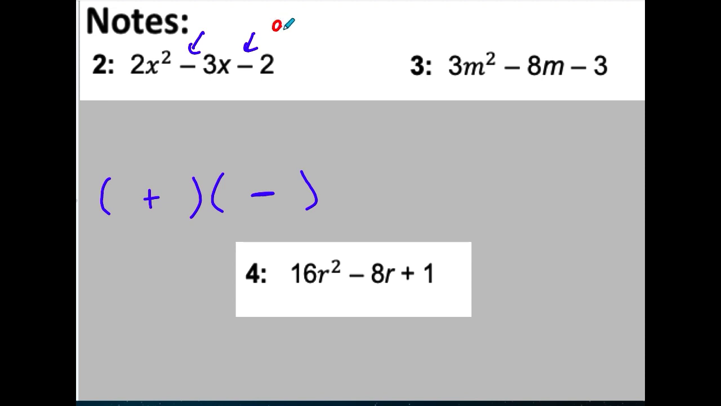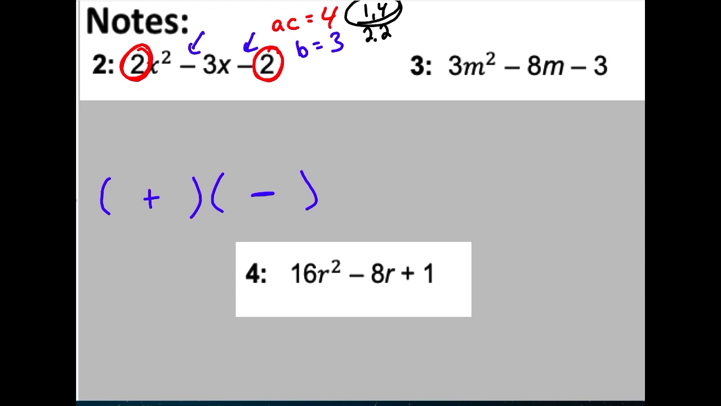Then I'm going to figure out what my AC is equal to. Well, 2 times 2 is 4. So I want them to multiply to give me 4, but I want them to subtract to give me 3. Because they had different signs, we know it was going to be subtracting in the middle. Well, to get 4, I can either do 1 times 4 or I can do 2 times 2. The only one that's going to give me a 3 for a difference is if I use a 1 and a 4. So same steps we did in the earlier kind of problems.